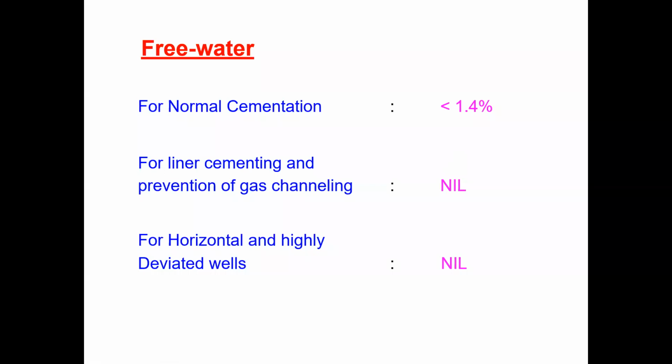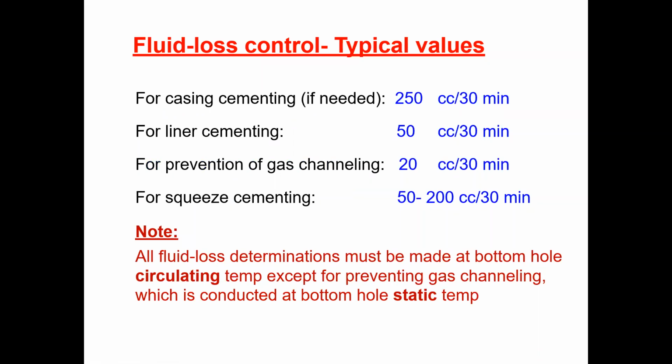This is free water, which I have already mentioned should be less than 1.4, maximum 1.4%. But for liner jobs, critical jobs, horizontal and deviated wells, the water separation or free water should be 0. The fluid loss also. Similarly for squeeze jobs and liner jobs, where the expected pressures are more, the fluid loss from the slurry will be more when the pressure increases. We measure the fluid loss in the laboratory at 1000 psi, but only for reference purposes, because actually the pressures are much higher.